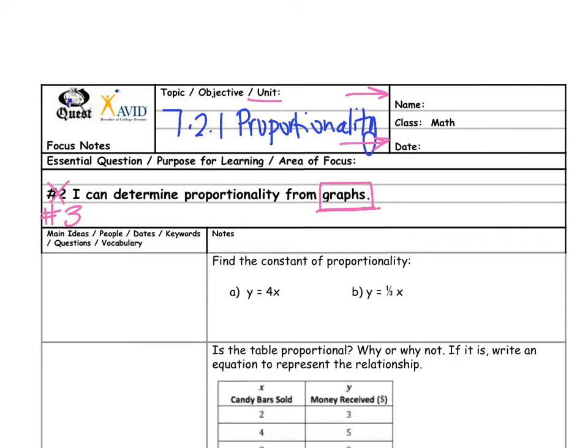So yesterday we focused on tables. Today we are focused on graphs. And to start off, you actually have a warm-up that you can do on your own. So you need to find the constant of proportionality. Pause the video, answer the 2 questions, and then come back to check.